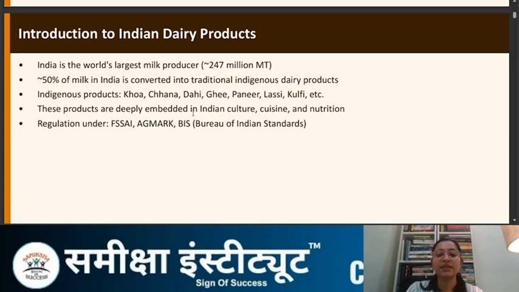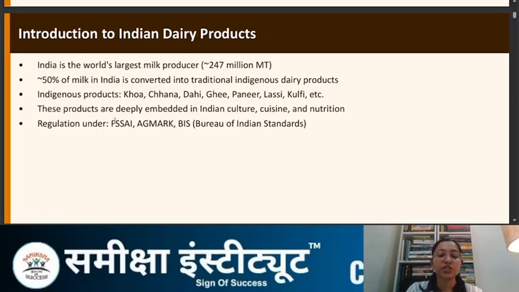These products are deeply embedded in Indian culture, cuisine, and nutrition, because they correspond to the various festivals that are celebrated in India. It is deeply part of Indian tradition.